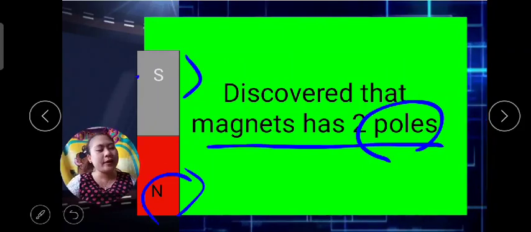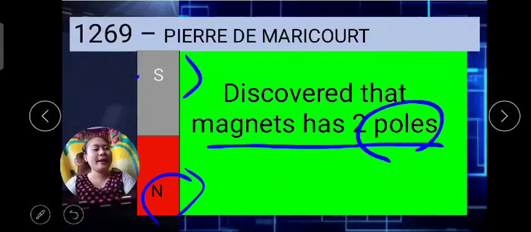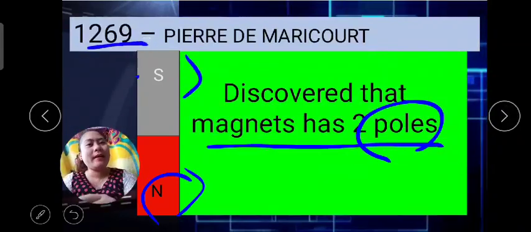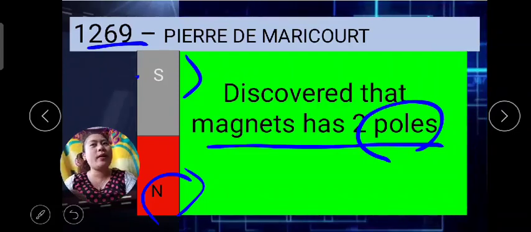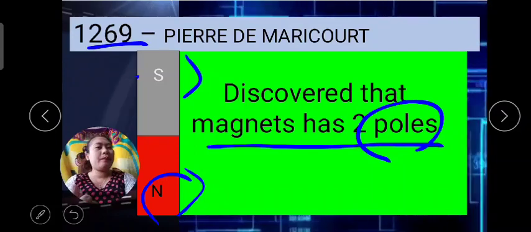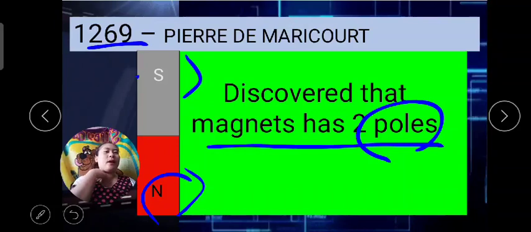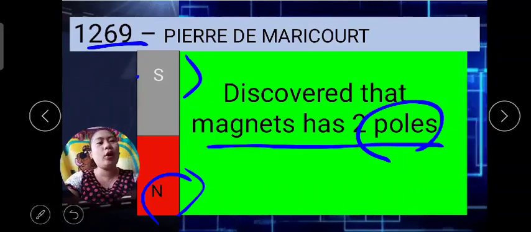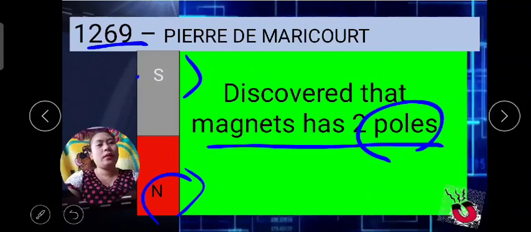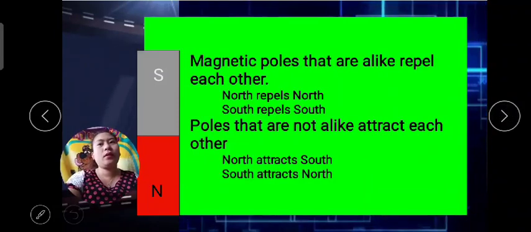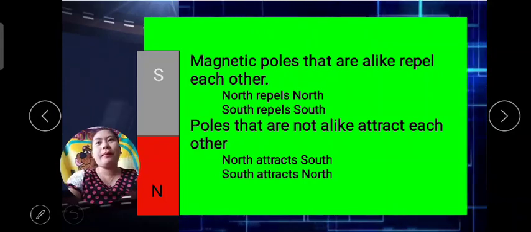Sino kayang nakadiscover niyan? So it was discovered in 1269 by Pierre de Maricourt. So he is the one who discovered the two poles of magnet. Okay, that magnet has two poles, south and north pole. So that is Pierre de Maricourt.